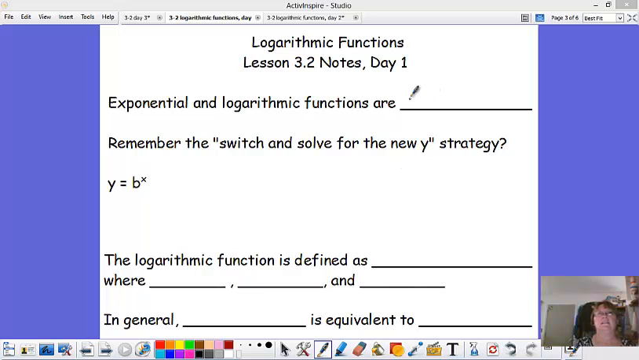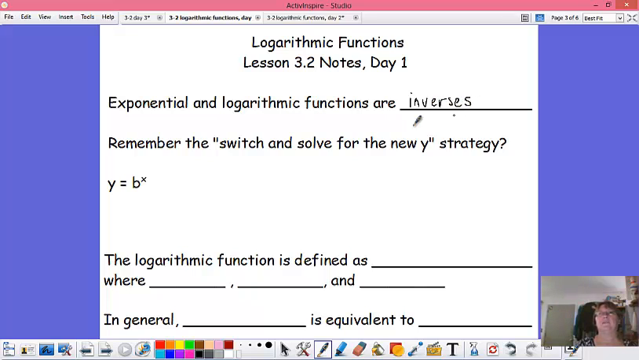Hey, we're back. We're going to begin lesson 3.2 today. You can see that it's going to go over a couple of days. Our lesson is about logarithmic functions, and today the focus is pretty much on properties of logarithms and remembering that exponentials and logarithmic functions are inverses of each other.